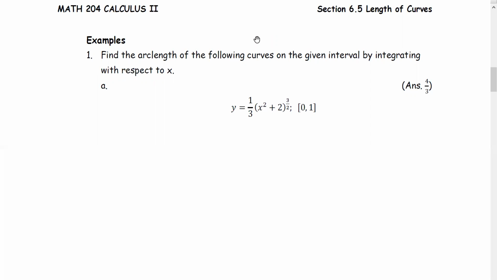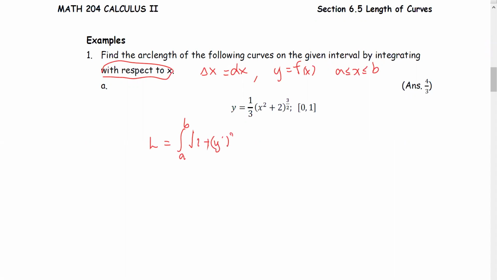In this example, find the arclength of the following curves on the given interval by integrating with respect to x. With respect to x means the segment length is the delta x or dx, and the function is in the form of x. The interval would be the interval of x from point A to point B. The arclength formula is L equals the integral from A to B of the square root of 1 plus y prime squared dx.